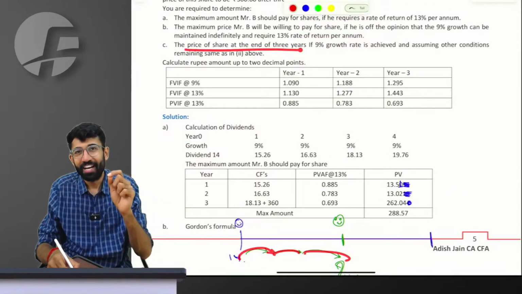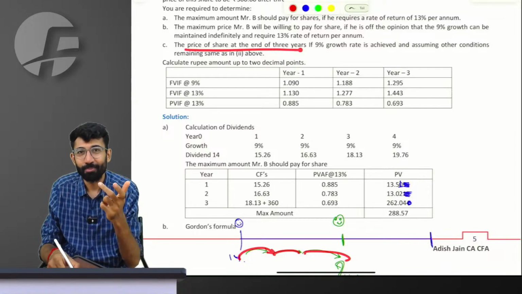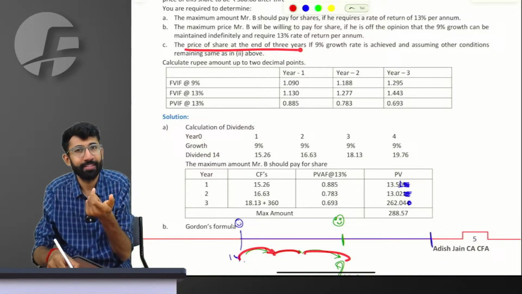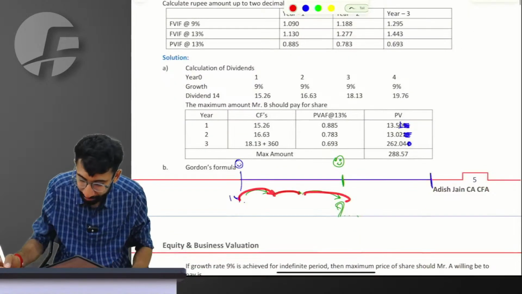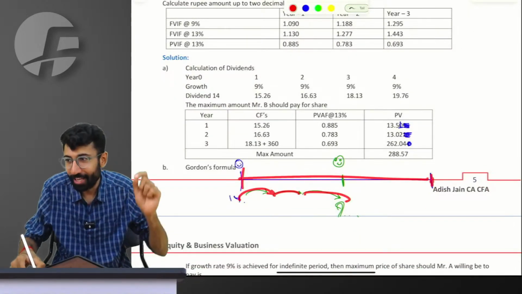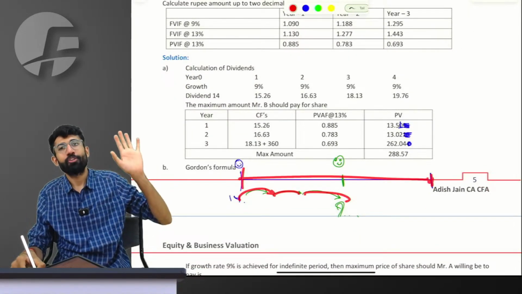Oh my God, I'm so sorry. I think I used the last few lines in Hindi. Hold on, I'm re-explaining it. If you are able to imagine this on the timeline, the question becomes easy.